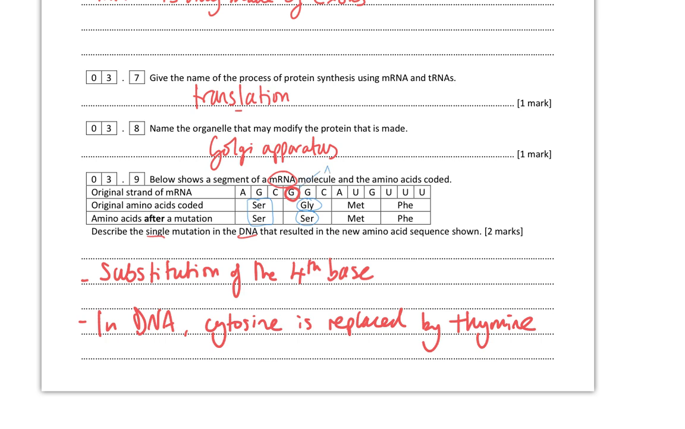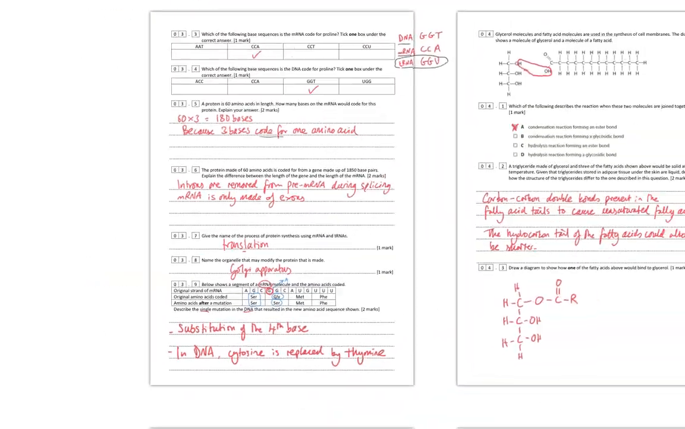So that's gone from a G to an A. And therefore it's a substitution of the fourth base, the G, to an A. However, in the DNA, it would be cytosine coding for the guanine, and thymine coding for the adenine. So cytosine is replaced by thymine, and you can't put C replaced by T. You have to always name the bases.